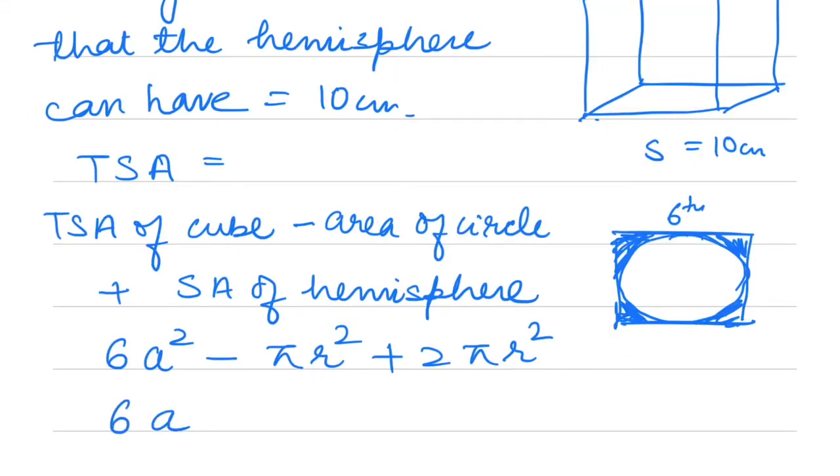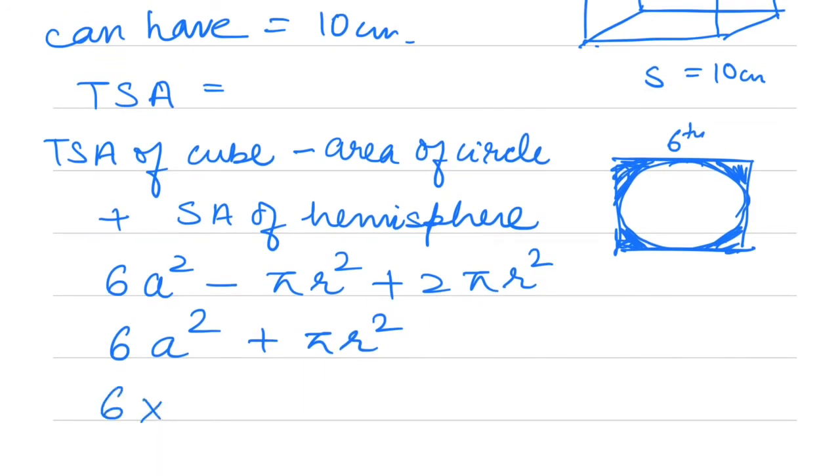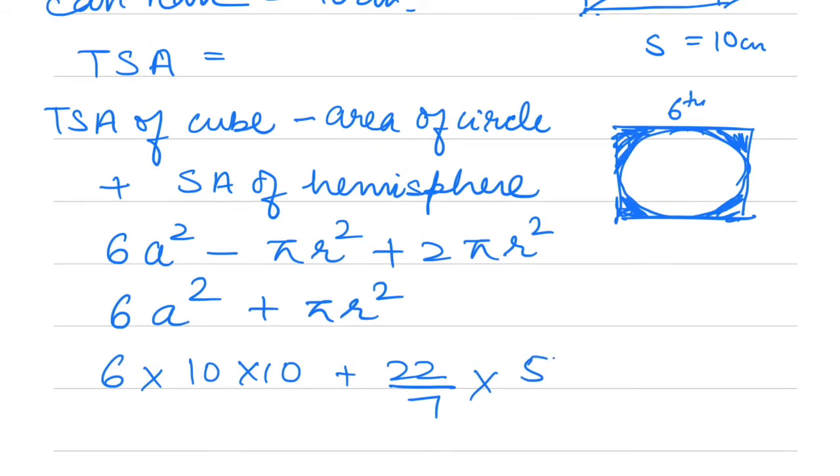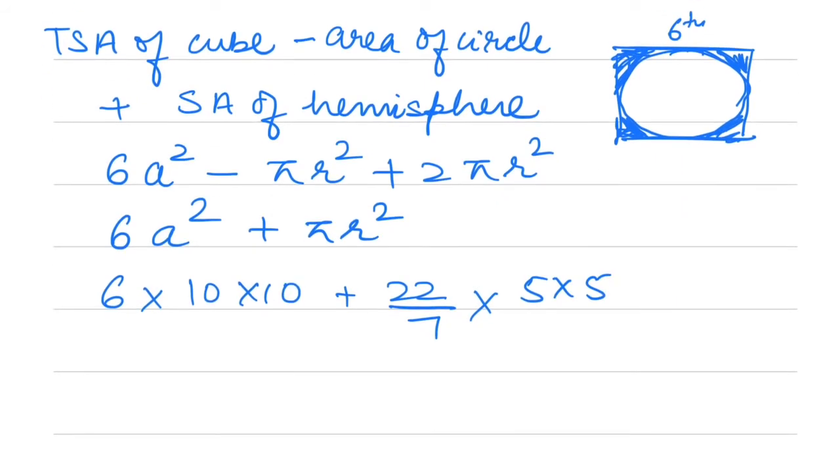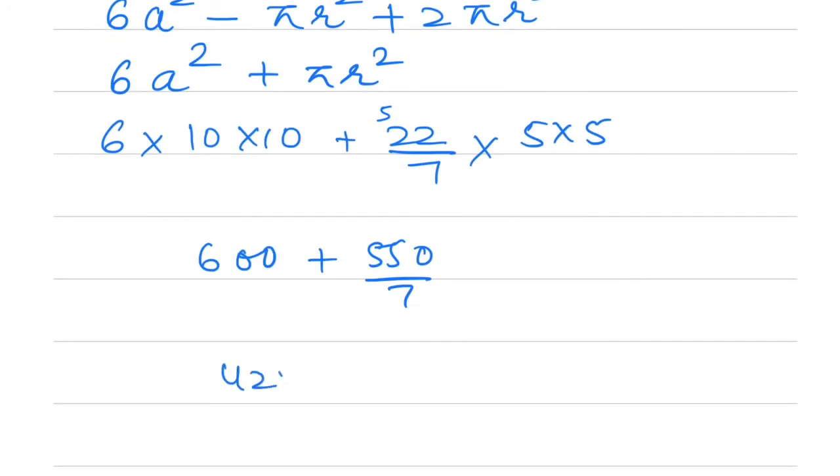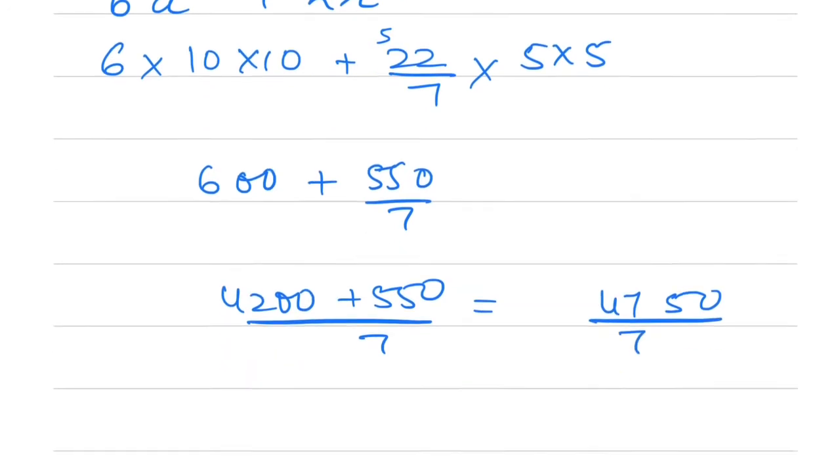And this would be 6a square plus pi r square. So now 6 into side is 10 into 10 plus 22 by 7 into radius is equal to 5 into 5. So this we have 600 plus 25 into 22, 550 by 7. 4200 plus 550 divided by 7. This we get 4750 by 7.